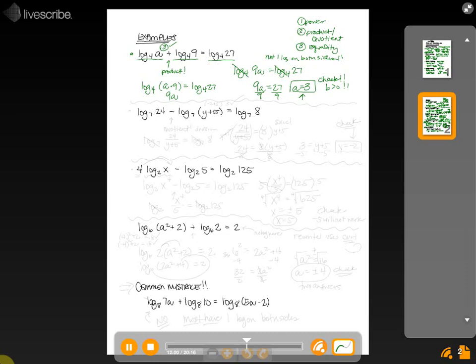Now, do I expect to see a check step? Not usually. You can probably check it in your head and think it through, but you do need to check because some of the answers won't work. Okay, so there's one example. Let's go on to our next example.